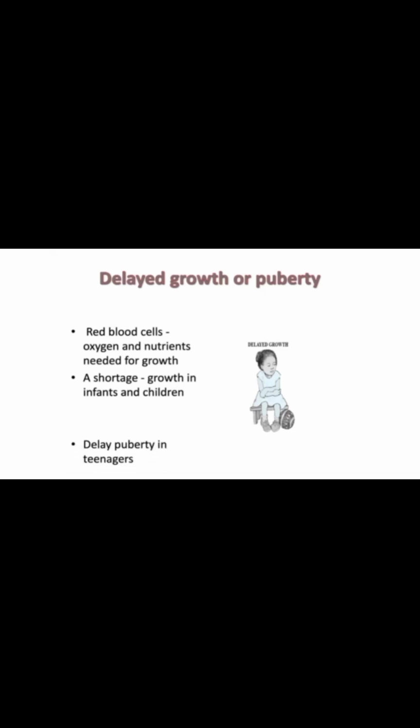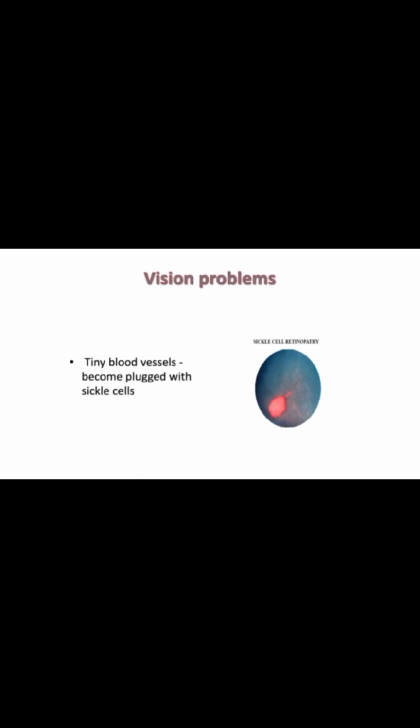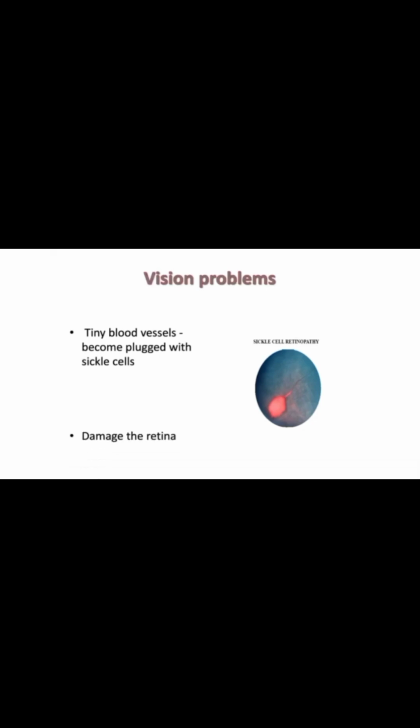Delayed growth or puberty. Red blood cells provide the human body with oxygen and other nutrients needed for growth. A shortage of healthy red blood cells can slow growth in infants and children and delay puberty in teenagers. Vision problems. Tiny blood vessels that supply blood to the eyes can become plugged with sickle cells. This can damage the retina, the portion of the eye that processes visual images, and lead to vision problems.